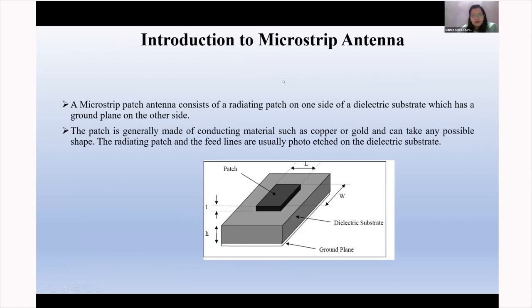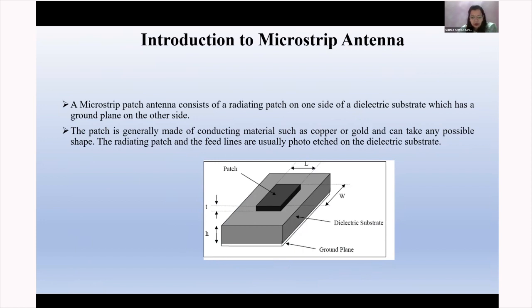Some few slides for the introductory part. Actually, this is the microstrip patch antenna. What is that? I am going to explain that. It consists of a radiating patch on one side of a dielectric substrate, which has a ground plane on the other side. The patch is generally made of conducting materials such as copper or gold, and it can take any possible shape.